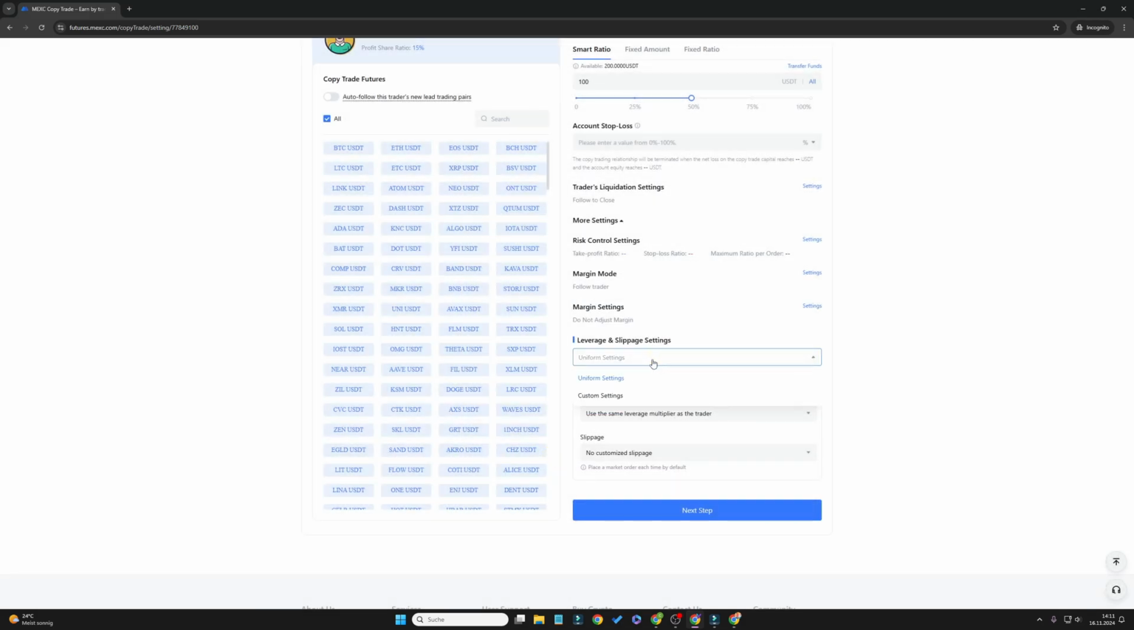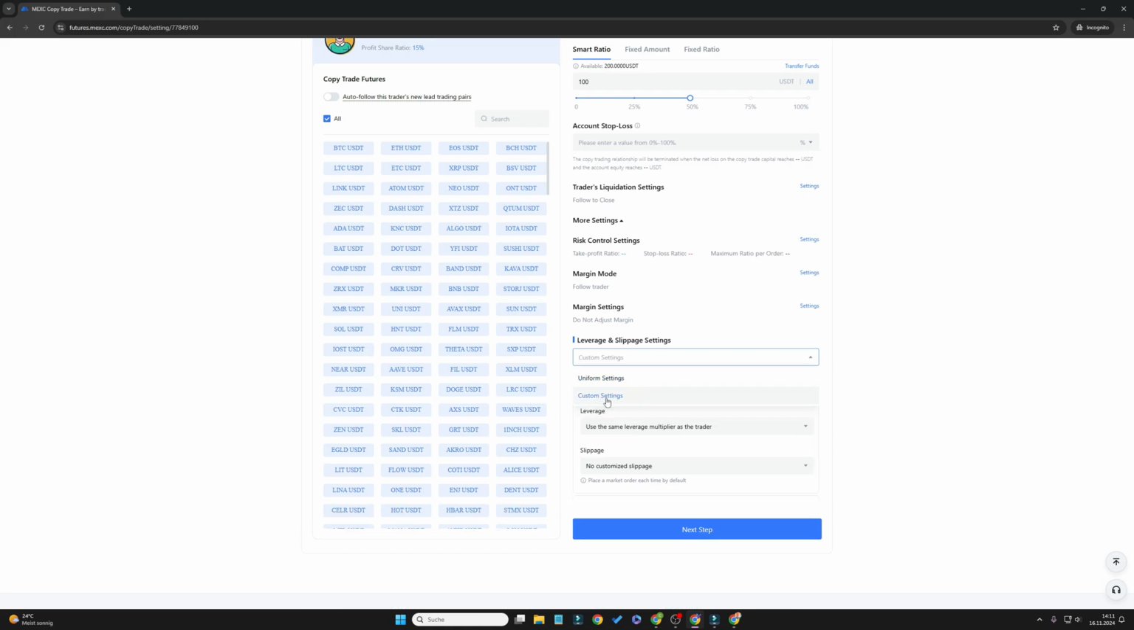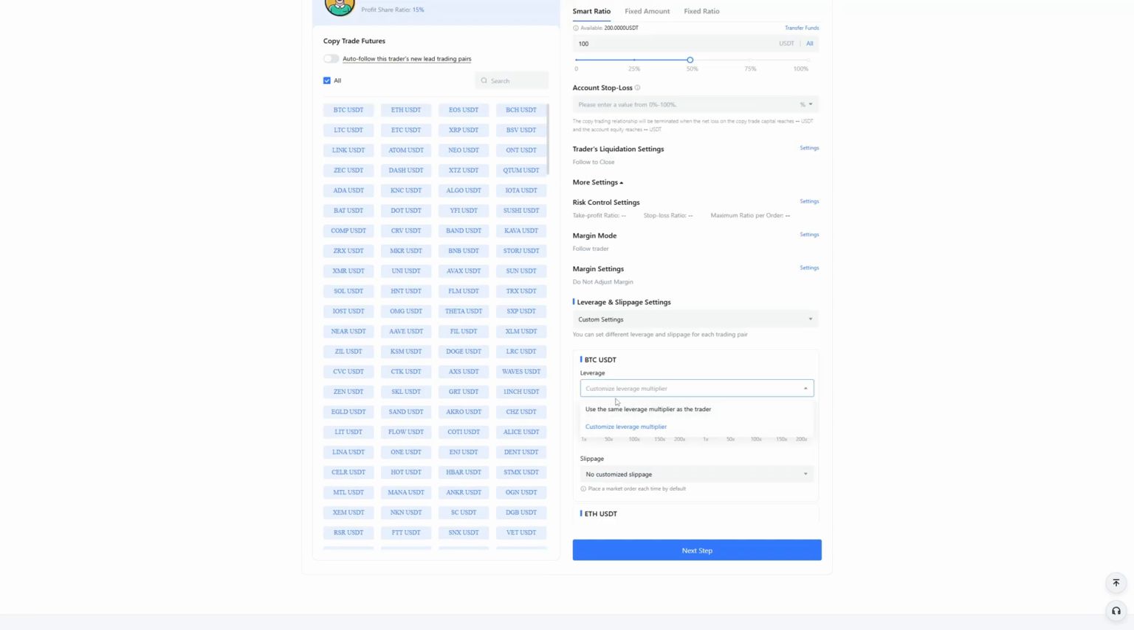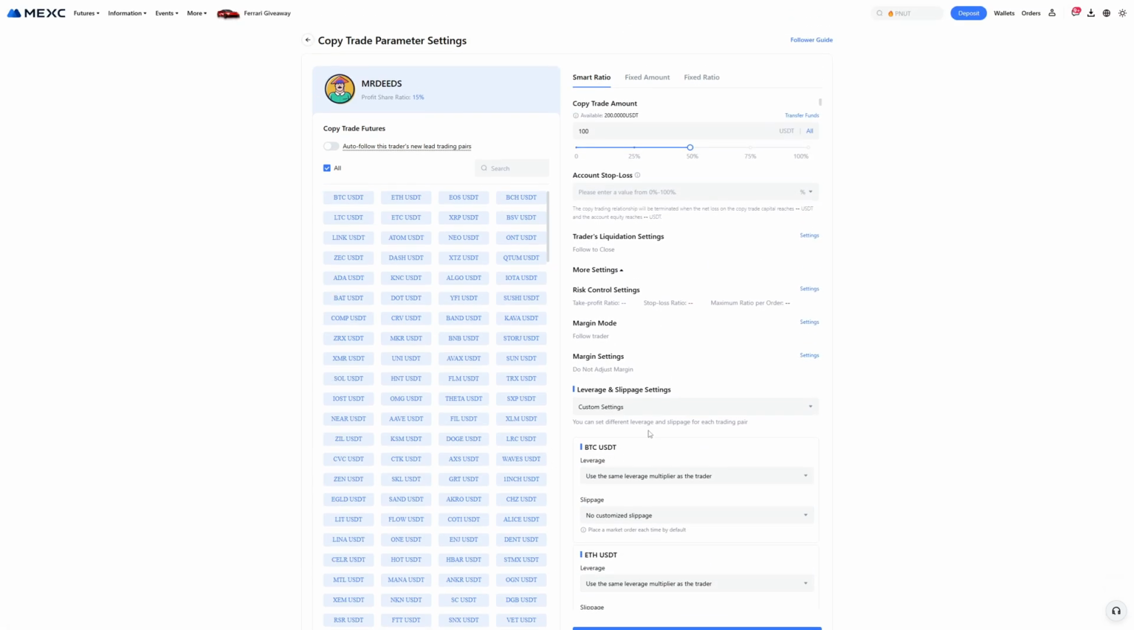Then lastly, you can use leverage and slippage settings. For example, here we can set the leverage to a customized multiplier. For example, we will only use 1 or 2x leverage for every single trade. So in this case, I will use the same as the trader again right here. But generally speaking, if you set this to a lower amount, it is safer, but also you will have less profits. But on the upside, if the trader loses a lot of money, you will lose less money. Okay, so just be aware that this will definitely change the outcome.